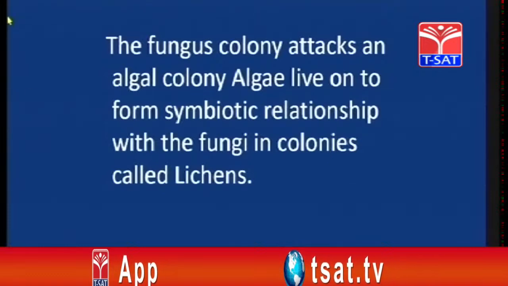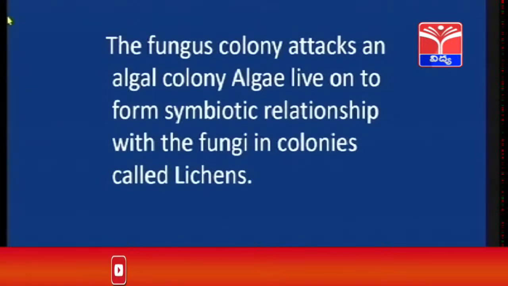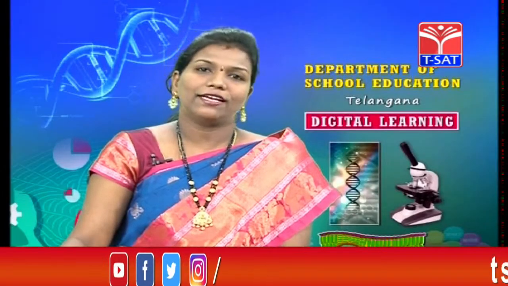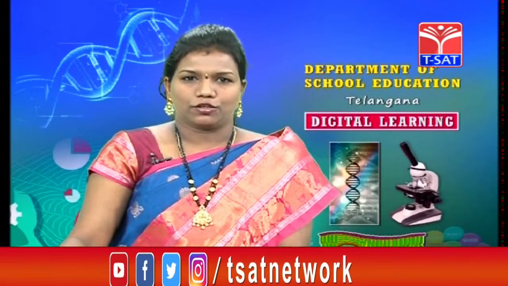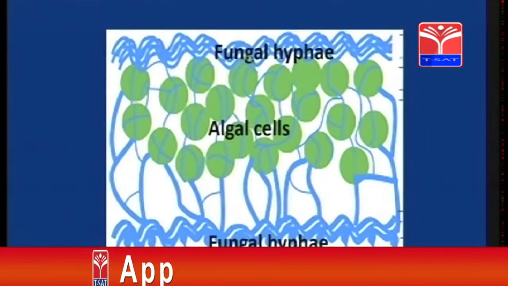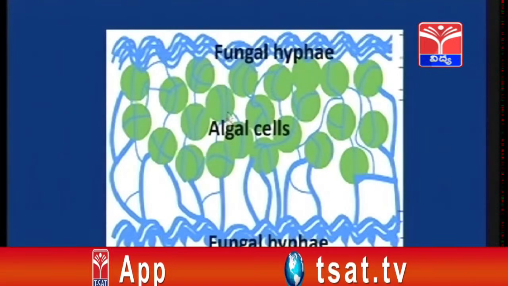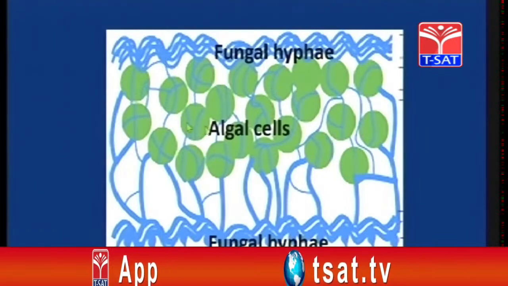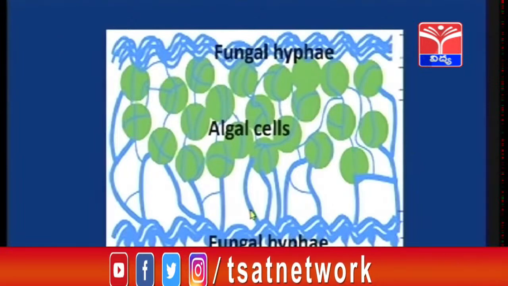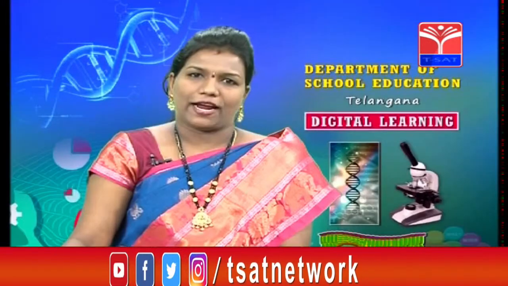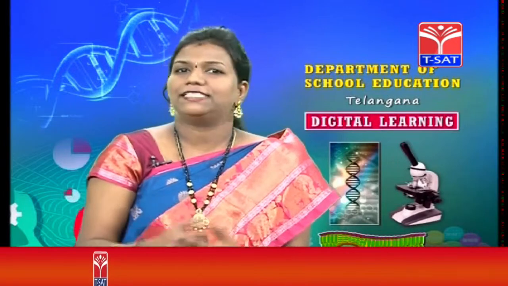Children, in the last session we have seen the symbiosis between clownfish and the sea anemone, right? Let's see the symbiotic relationship between the algae and fungus. So children, you can see this is the fungal hyphae. These are the algal cells and this is the fungal hyphae. Now the algal cells are attacked by the fungal hyphae. They will protrude into the algae. Now children, instead of fighting, what do they do? They will make a deal with them.